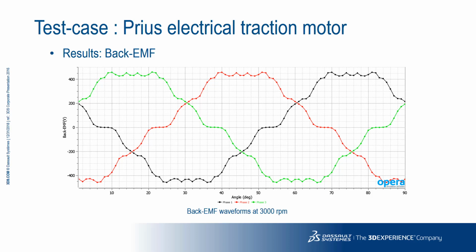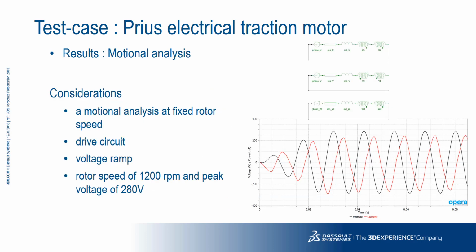For the back EMF analysis, we run over 180 electrical degrees with the windings set up as open circuit. The slice model is run over a range of speeds from 5 to 3000 RPM. Here we see the back EMF waveforms at 3000 RPM.